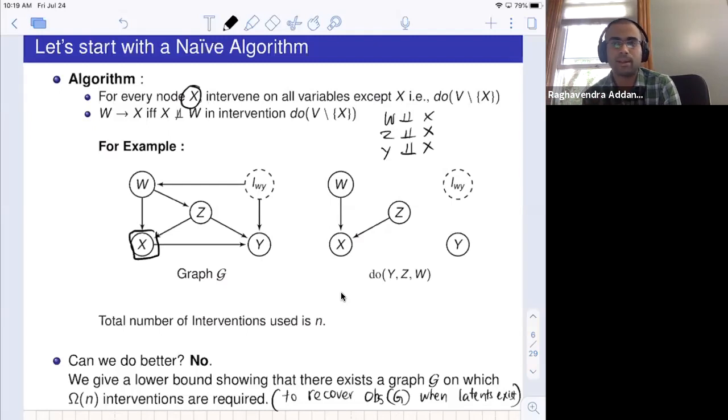Can we do better? In general, we show no. We argue that there is no better algorithm in the sense that even to recover the observable graph when there are latents, we provide a graph on which n interventions are needed.